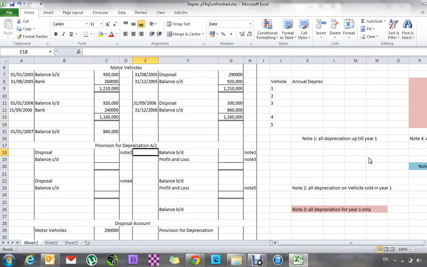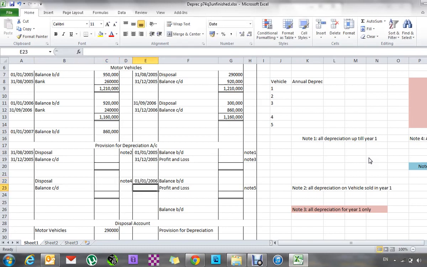Provision for depreciation. I just put in my dates first. 1st of the 1st 05. The depreciation expense is going to be 31st of the 12th 05. The disposal, that one I got rid of on the 31st of the 8th 2005. 31st of the 8th 05. And then the balance CD is going to be 31st of the 12th 05. And that will be my balance BD, which is going to be the 1st of the 1st 06.